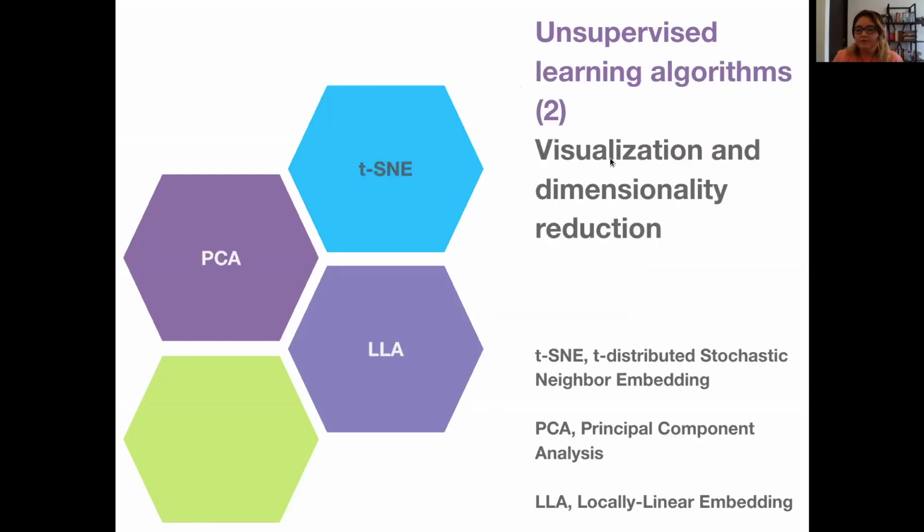And about visualization and dimensionality reduction, we have principal component analysis and t-distributed stochastic neighbor embedding. Both of them are very common techniques to visualize the chemical space, for example. And we also don't know the labels.